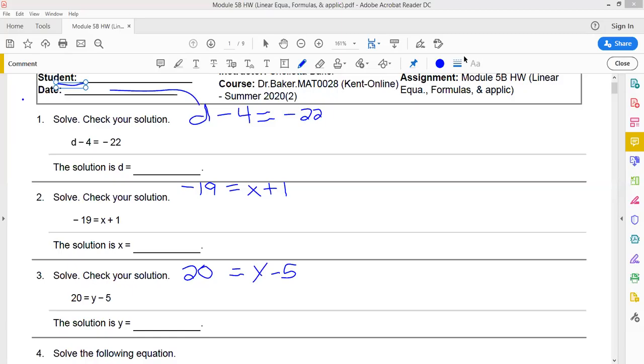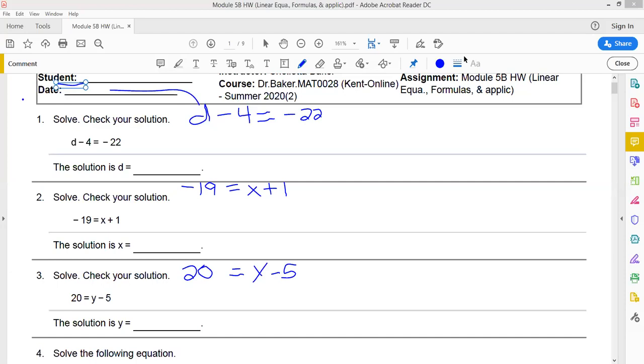Hello everyone, this is module 5B homework. We're going to go through each of the 41 problems in two videos. We'll do numbers 1 through 20 in part 1 of this video section and numbers 21 through 41 in part 2. So problem number 1, 2, and 3, I've already written the examples next to each problem.